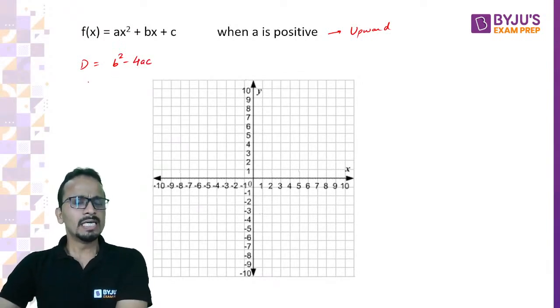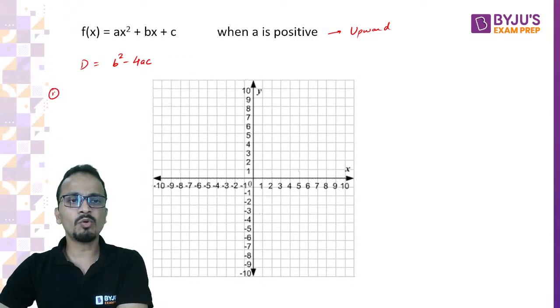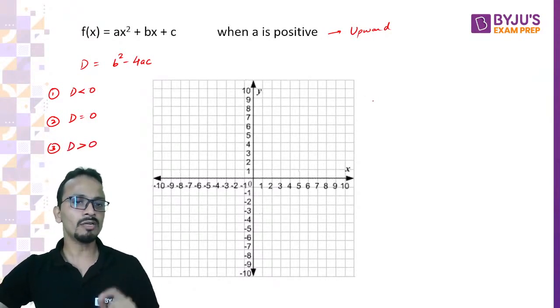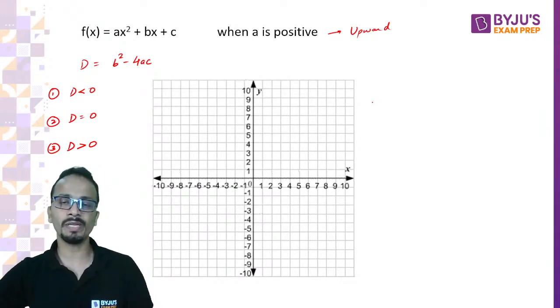Now we used to have three different cases. Case number one, if the discriminant is less than 0. Case number two, if the discriminant is equal to 0. Case number three, if the discriminant is greater than 0. Now depending upon the value of the discriminant, we will decide the location of this upward opening parabola.